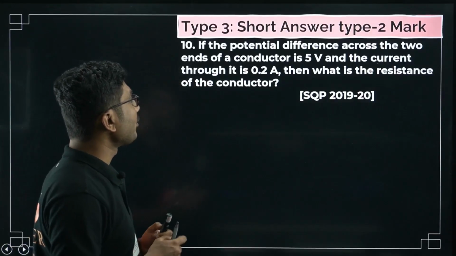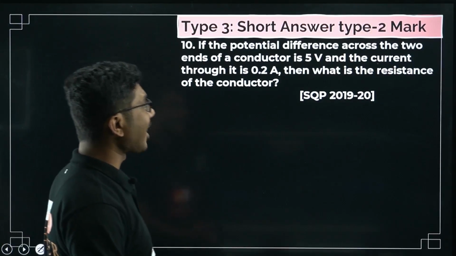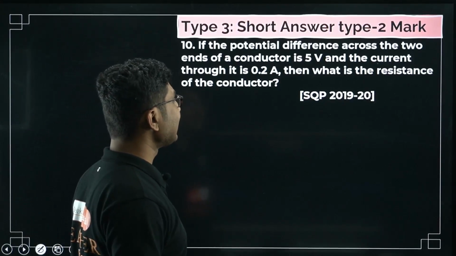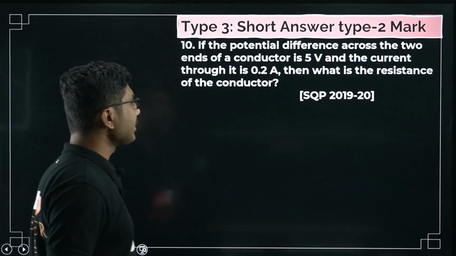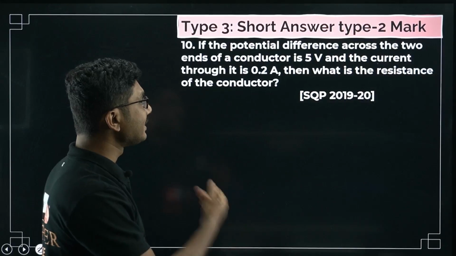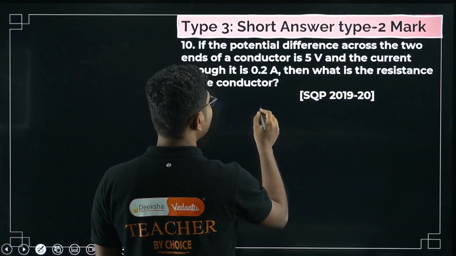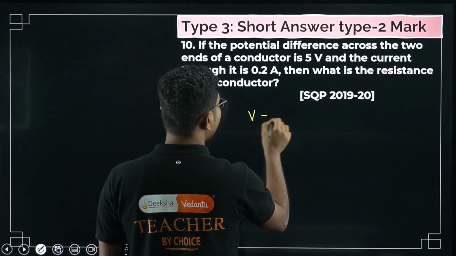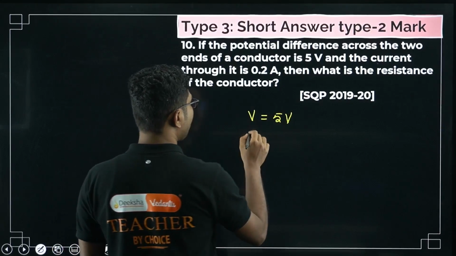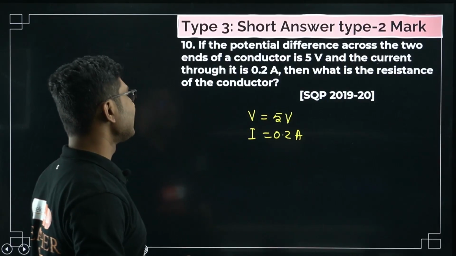Now, if the potential difference across the two ends of a conductor is 5 volt and the current through it is 0.2 ampere, then what is the resistance of the conductor? Now we are dealing with 2 marks questions. As you will see, they are very easy, simple questions. The potential difference is given as 5 volts and the current through it is 0.2 ampere. What is the resistance of the conductor?